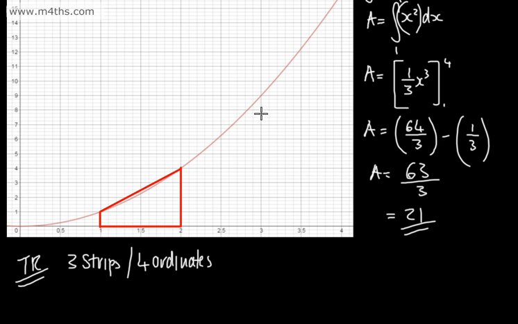The reason being is that the curve is now concave, so it's opening upwards. If we were opening downwards, it would be convex, and we would have now an underestimate. We'll look at that later in the video.